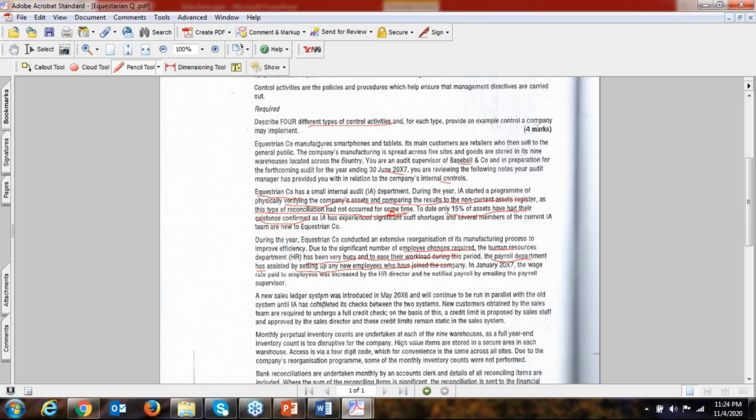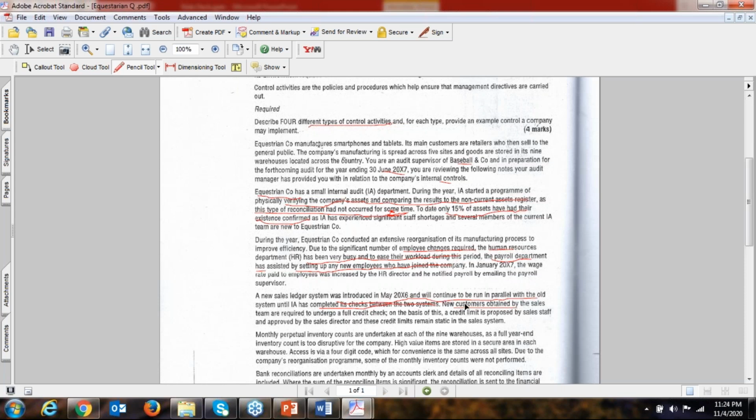A new sales ledger system was introduced in May 2006 and will continue to be run in parallel with the old system until internal audit has completed its checks between the two systems. Very good. This is a good thing. New customers obtained by the sales team.